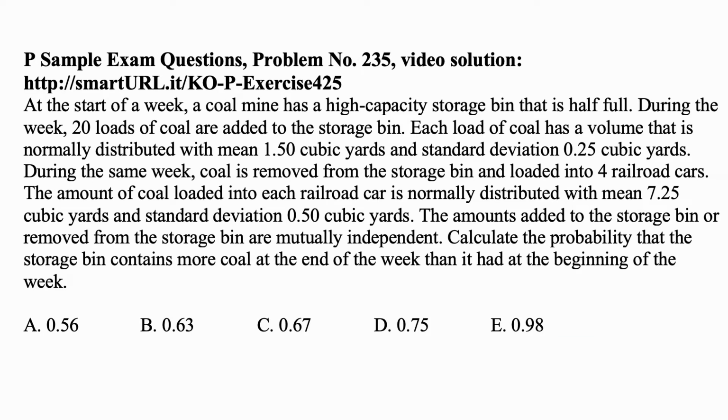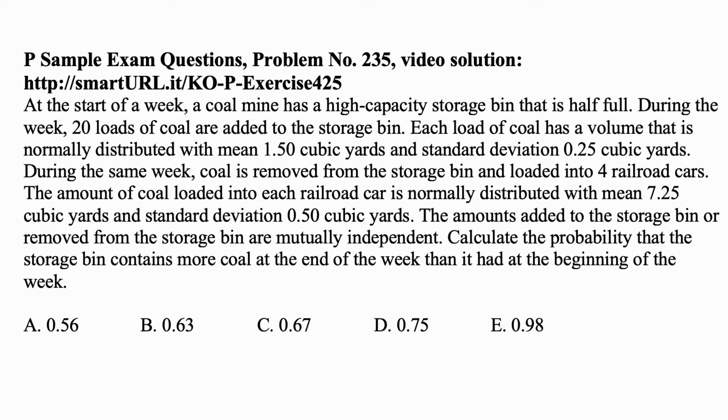Here's a problem for today for exam P on probability. At the start of a week, a coal mine has a high-capacity storage bin that is half full. During the week, 20 loads of coal are added to the storage bin. Each load of coal has a volume that is normally distributed with mean 1.50 cubic yards and standard deviation of 0.25 cubic yards.